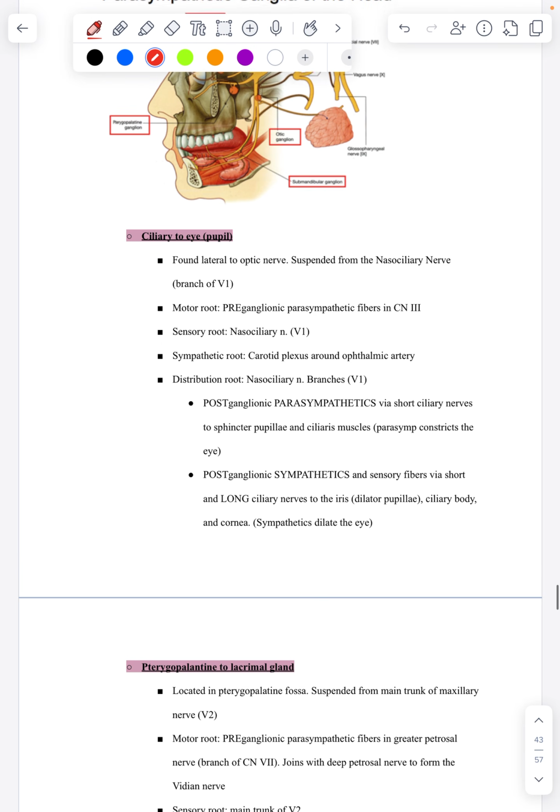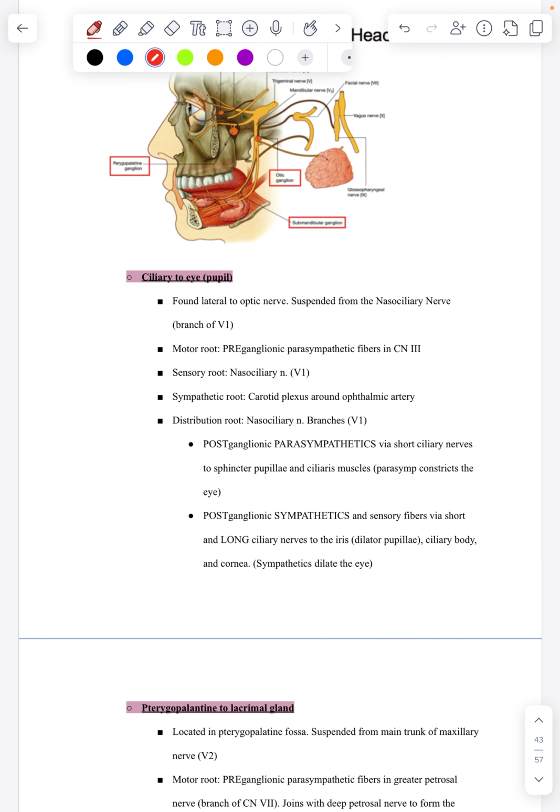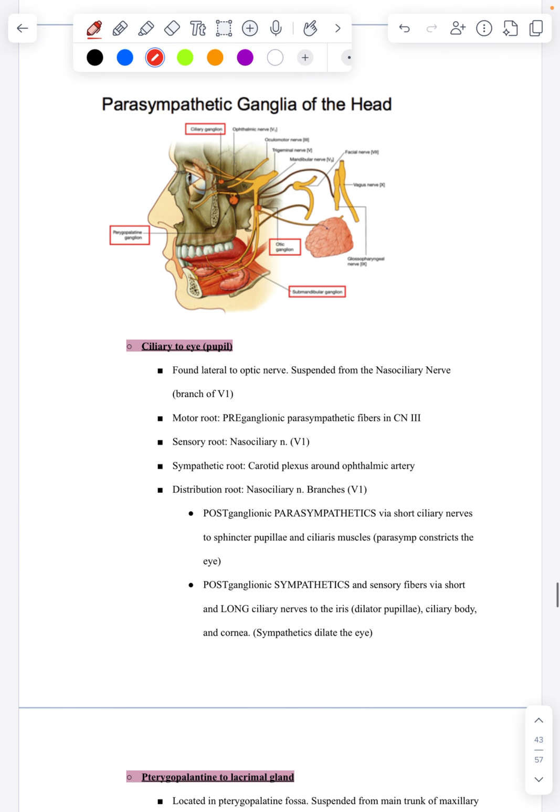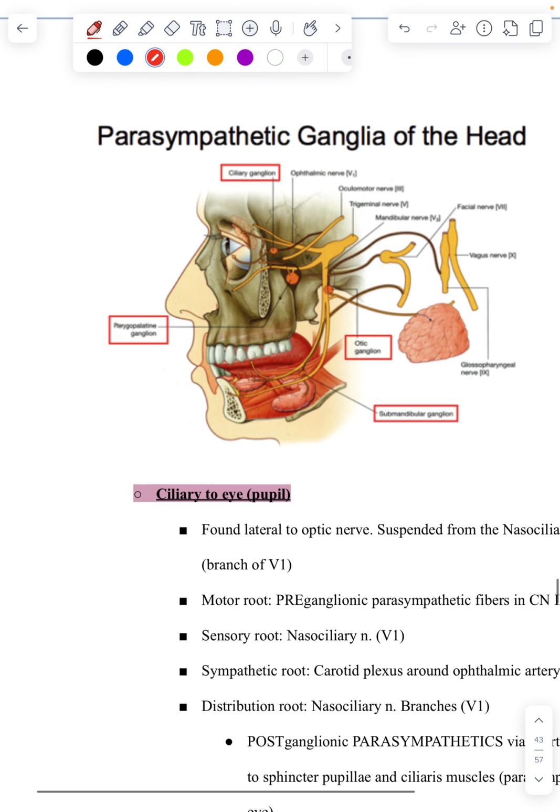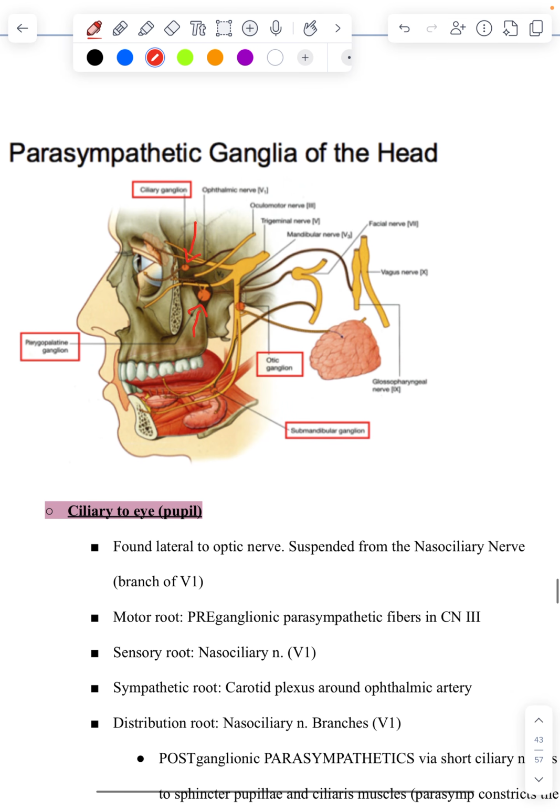I think if they're going to ask anything about them, it's going to be like the differences between them. So hopefully this helps. These are locations of them. So you have ciliary right here. You have pterygopalatine right here. Pterygopalatine is kind of where all of your bones meet, like your sphenoid, ethmoid, maxillary, all that stuff. I think frontal as well. And then otic is right here, and submandibular is right here.